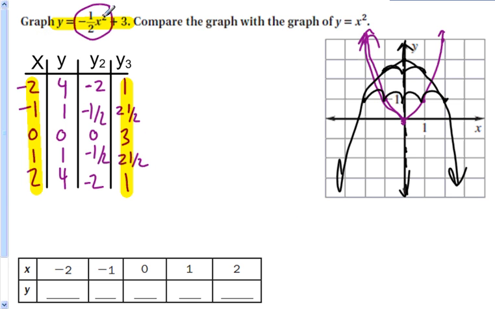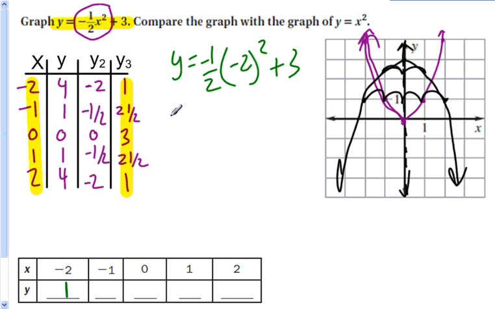If you don't want to go through all the shifting, you can make a table and directly substitute and then plot those points. So let me just show you a few of those. So if I have y equals negative 1/2, in place of x I'm going to put in a -2, that's squared, plus 3. Use your order of operations. Negative 2 squared is 4. 4 times negative half is negative 2, and then negative 2 plus 3 gives you 1, which is the exact same point we have here, -2, 1.